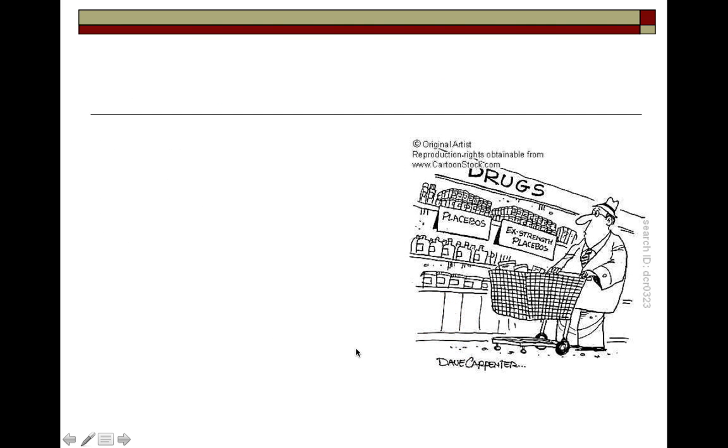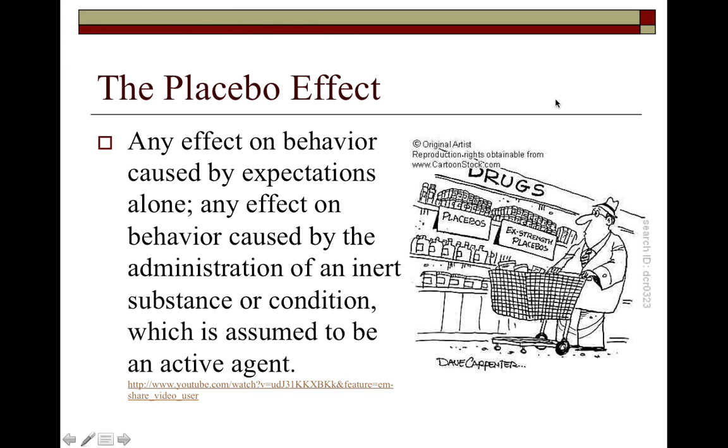The placebo effect is when behavior changes as a result of expectation. It also can be more specifically defined as the effect on behavior caused by the administration of an inert substance or condition, which is assumed to be an active agent, but in all reality is just a sugar pill.